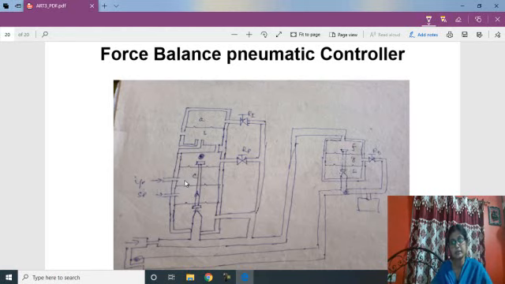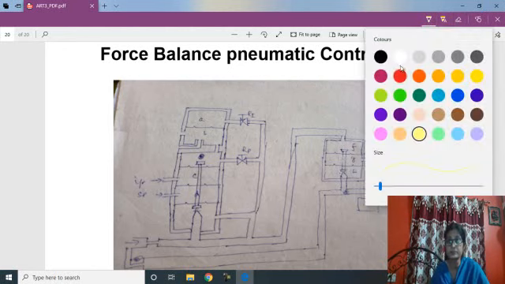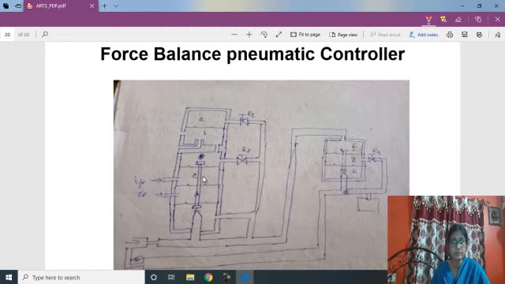So the diaphragm at this point, just a minute, the diaphragm at this point, should use this color. So at this diaphragm the pressure will be more, and that will act in the downward direction. So this pilot valve will move towards the nozzle direction, and the nozzle feedback pressure will rise as a result.